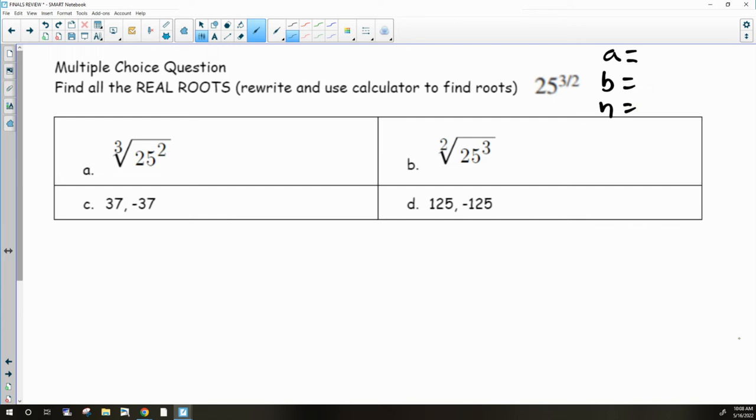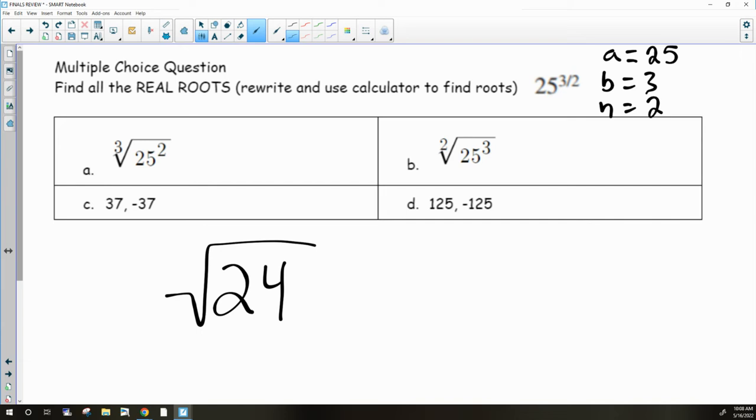Our a is 25, our b is 3, and our n is 2. Now we're ready to rewrite it. So we draw our square root, with 25 in the middle, 25 on the inside.